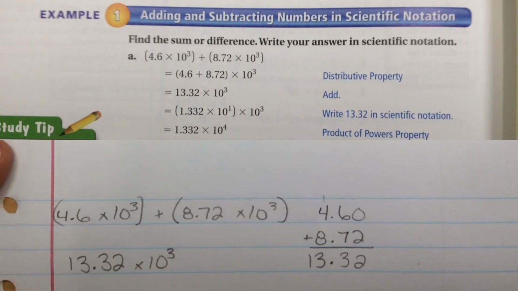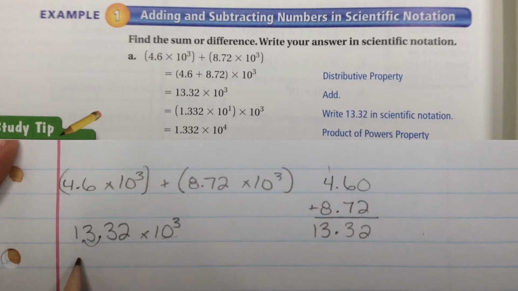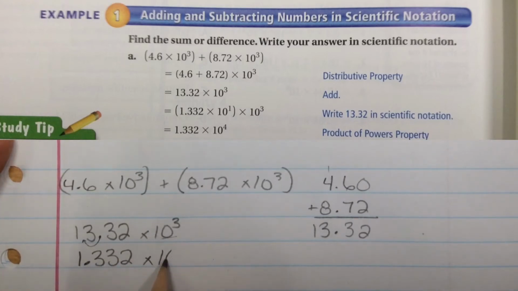Well, the only problem here is it's no longer written in scientific notation because this needs only one number in front of the decimal. It's got 2. So we're going to just move that decimal one spot. Because that makes this factor smaller, we need to make this factor larger. We moved it one spot, so 1 power of 10. We'll make this larger by 1 power of 10. So the answer is 1.332 times 10 to the 4th power, which is what they came up with. Isn't that so smart of them?